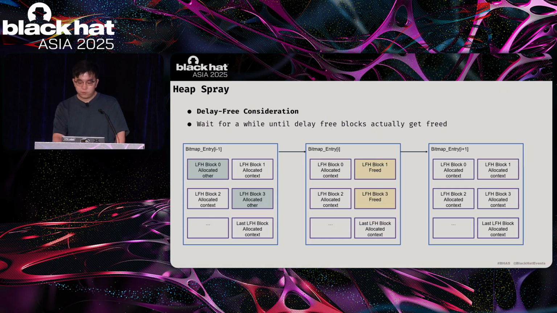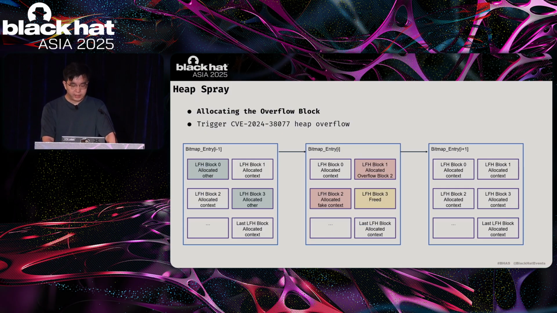We then wait for the delay-free mechanism to fully process the freed blocks. This is crucial to avoid accidentally overwriting the header of any delay-free blocks. Finally, we allocate a new block, the one we intend to overflow with our controlled setup. There is a high chance that this overflowable block is placed just before the blocks containing the connection context.